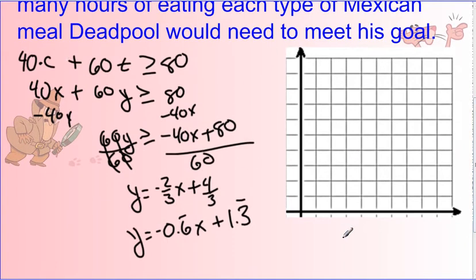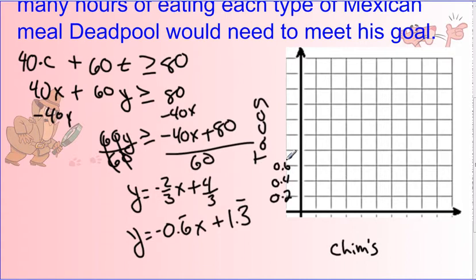So we said x is chimichangas. Let's call it chims. And this is tacos, T-A-C-O-S. All right. Now, look at this scale. We need 1.3 as our x-intercept. Or, I'm sorry, as our y-intercept. And then the scale's going to go down by almost a half. So how about we do 0.2. This one was a little bit harder to graph because there's decimals.